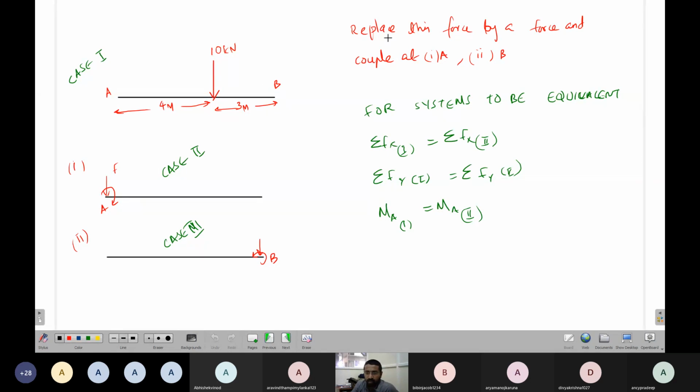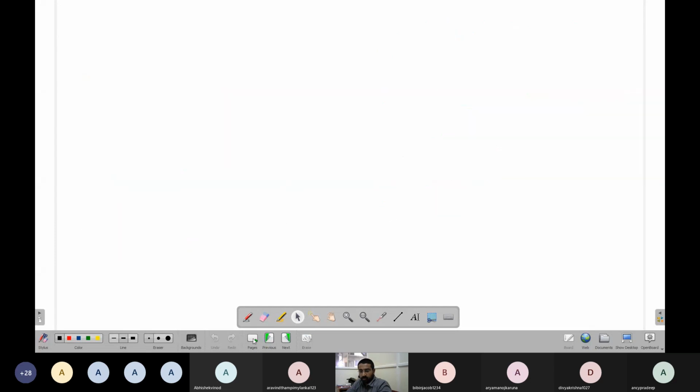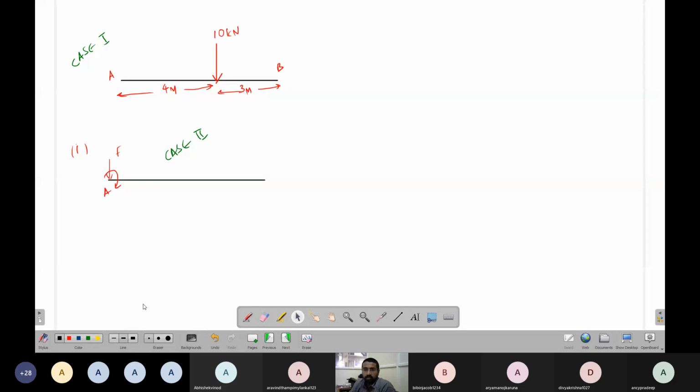So, the question is, replace this force with a force and a couple at A, with a force and a couple at B. Then replace it. Okay. Now we will solve this. Let's say we'll take these two. Okay. Now, what is the force? Let's say we'll take this point A. What is summation of?